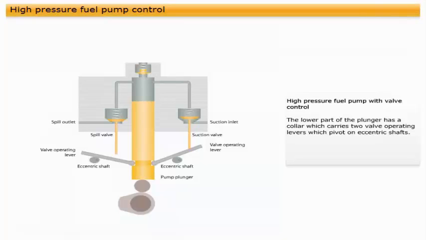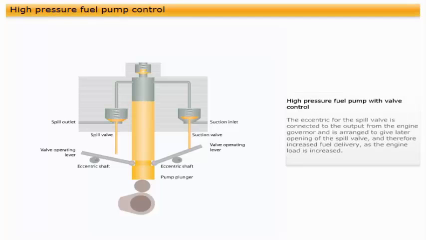The eccentric shafts are positioned in such a way that as the plunger moves up, the levers actuate the suction and spill valves. The position of the eccentric for the suction valve actuating lever is preset, so that the start of injection is constant. The eccentric for the spill valve is connected to the output from the engine governor and is arranged to give later opening of the spill valve, and therefore increased fuel delivery as the engine load is increased. The pump housing is provided with a suction, spill and discharge connection. A delivery valve is housed in the discharge connection. Let's see how the pumps work.